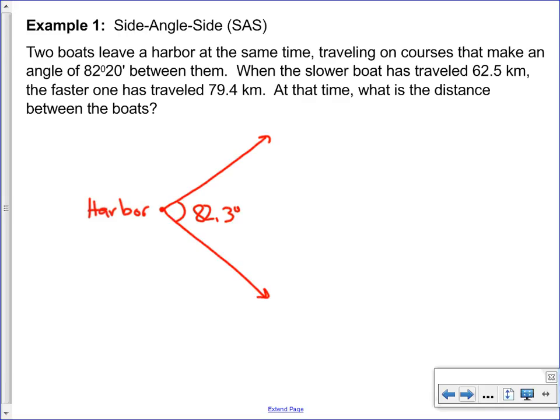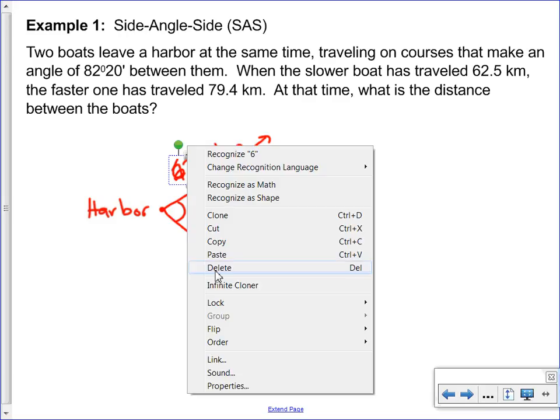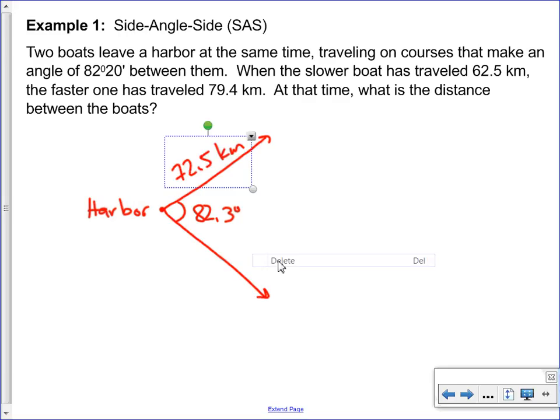The slower boat traveled 62.5 kilometers. I'm just going to change that, clean it up. I'm so dyslexic. I'm sorry. Here we go. The second boat traveled 79.4 kilometers.